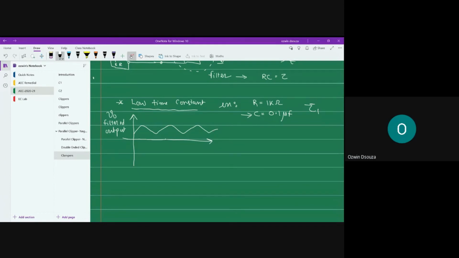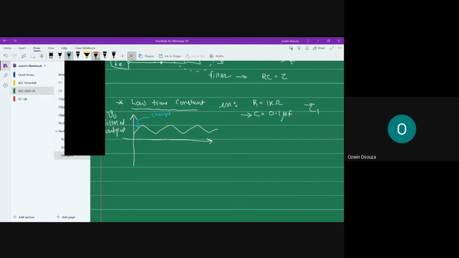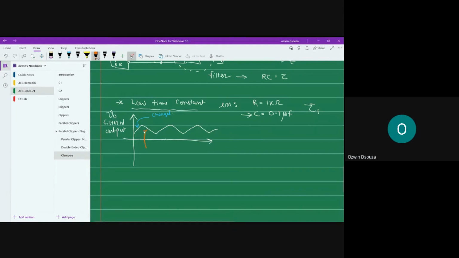So on, so forth. Okay. So what is happening over here is that somewhere the capacitor gets charged. And the moment the input waveform starts to reduce from its maximum value, the capacitor starts to discharge.